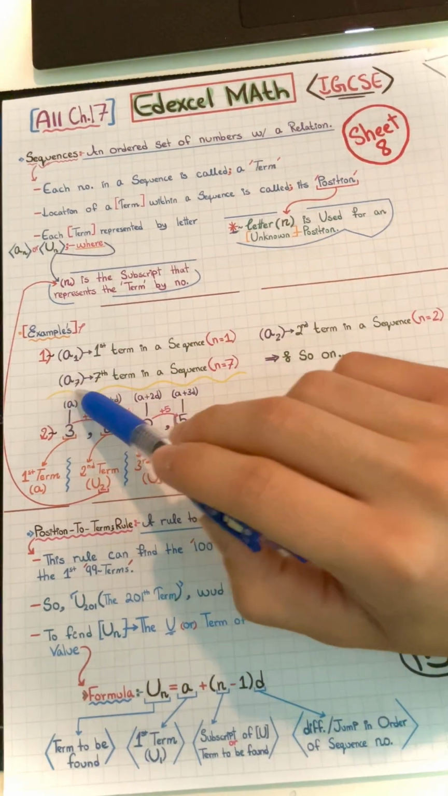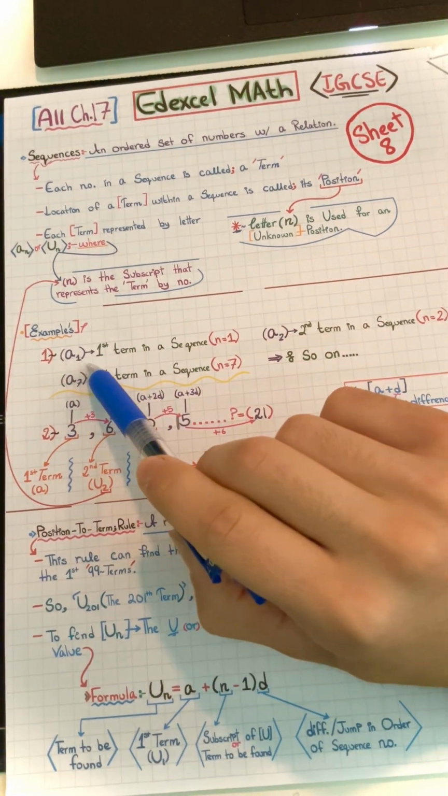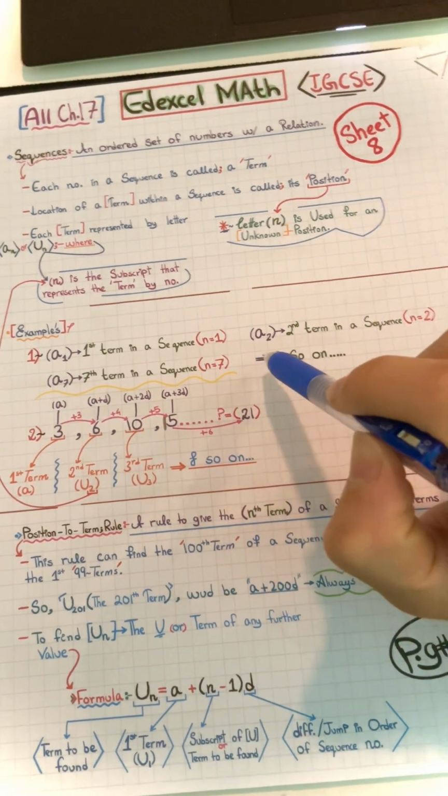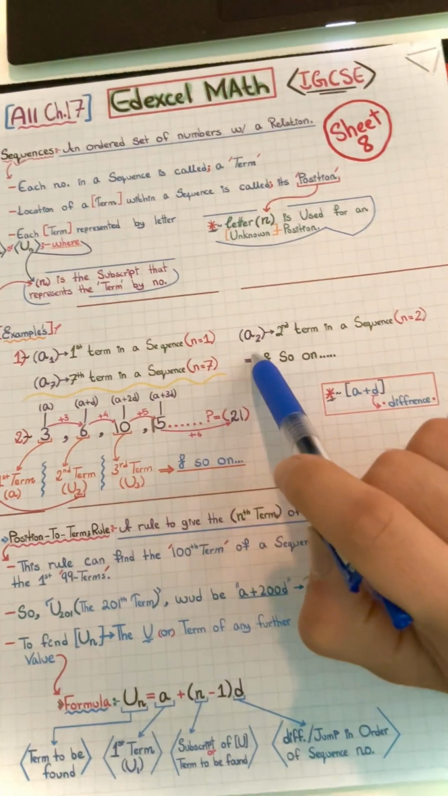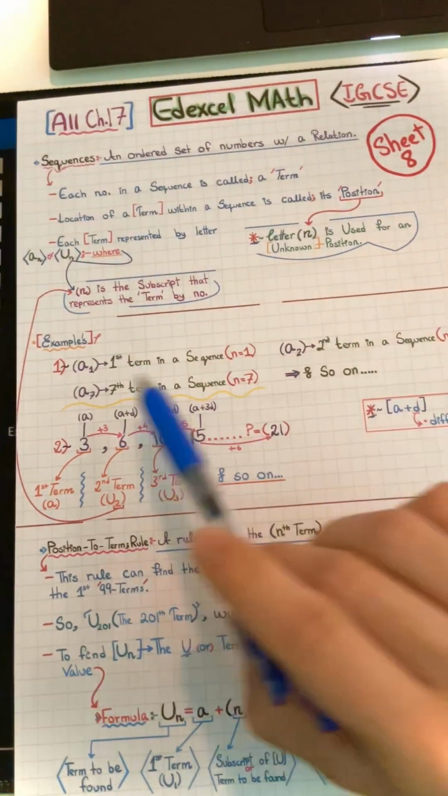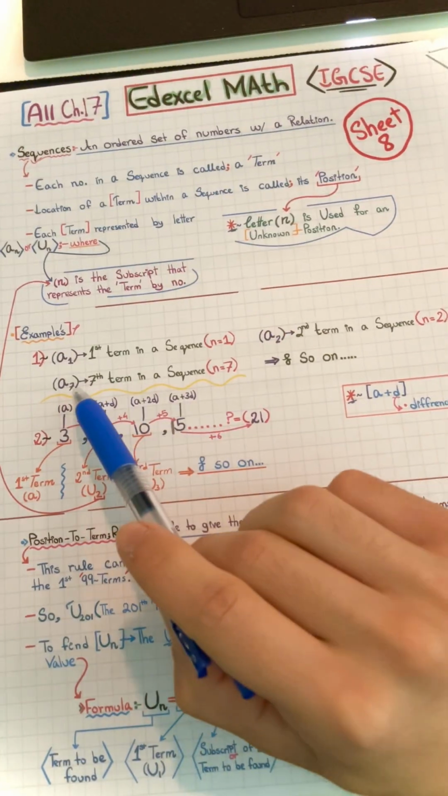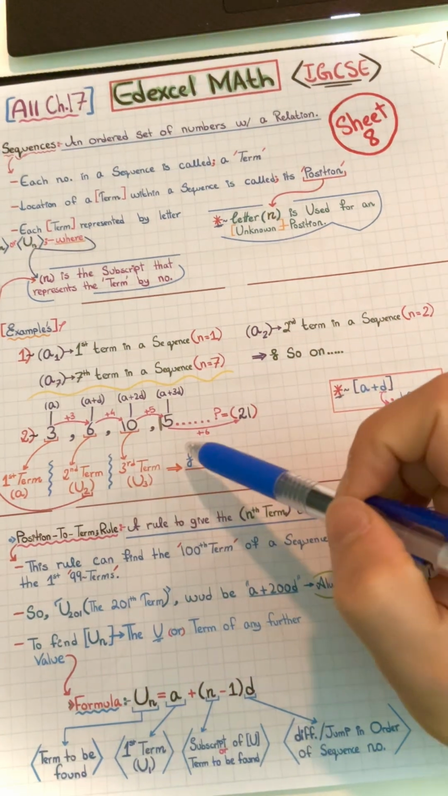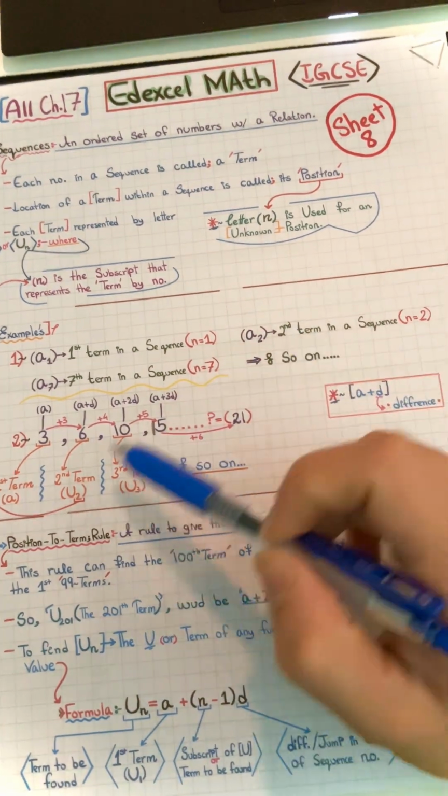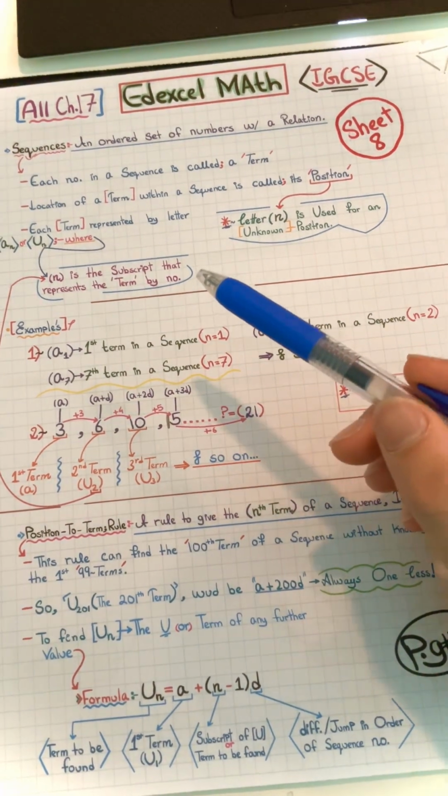So a of 1 means it's the first term in the sequence. Why? Because n here is 1. A of 2 means it's the second term of the sequence. Why? Because n here is 2. A7 means it's the seventh term of the sequence. Why? Because n here is 7. So you get it? A of 8, n is 8, so it's the 8th term. A of 10, n is 10, so it's the 10th term. And you get the idea, okay?